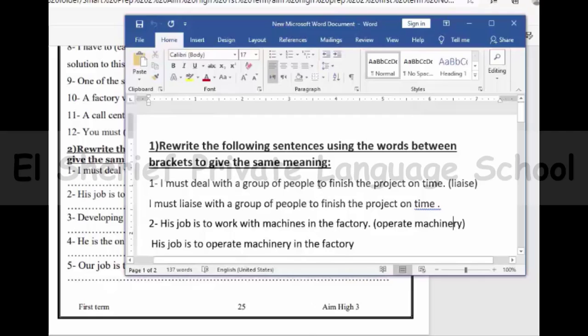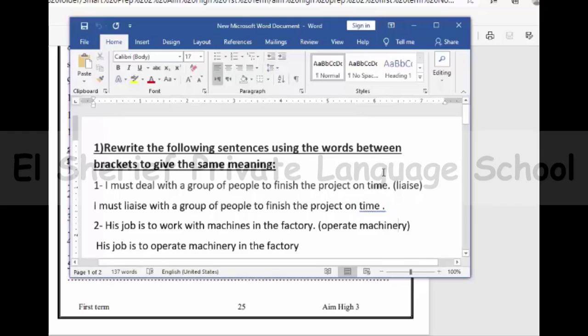Okay, rewrite the following sentences using the words in brackets to give the same meaning. Number 1. I must deal with a group of people to finish the project on time. So the meaning of this word liaise is to work with. So the sentence is going to be something like this. I must liaise with a group of people to finish the project on time.